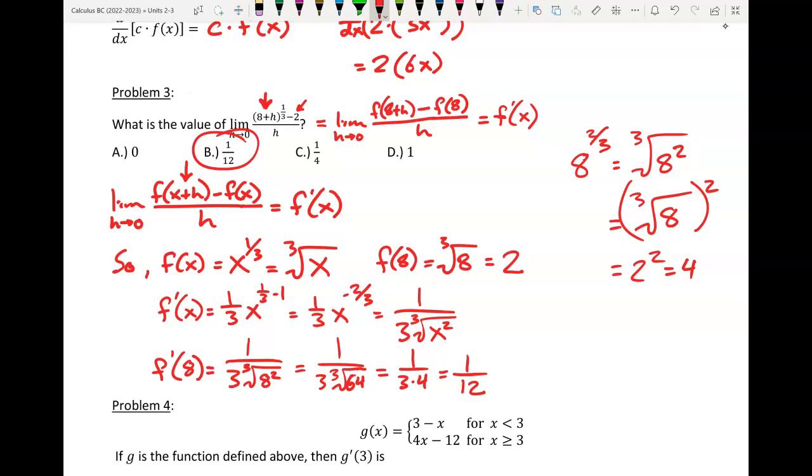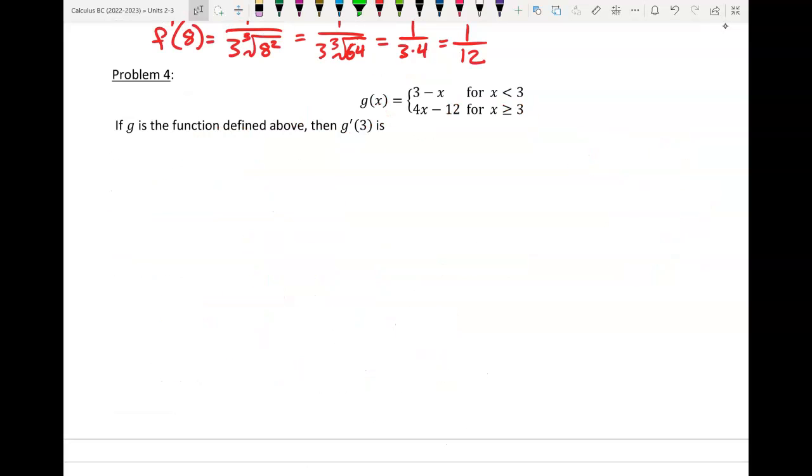Good there? Somewhat good? Maybe good? Any clarification needed? Okay. Try problem 4. All right, guys. Do we have a limit for, or not a limit, a derivative of 3? Derivative does not exist.